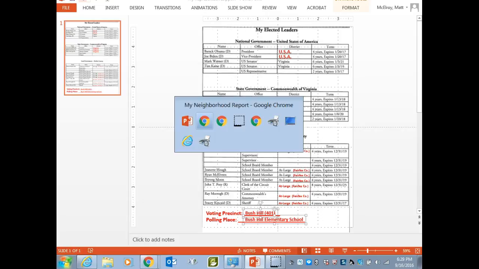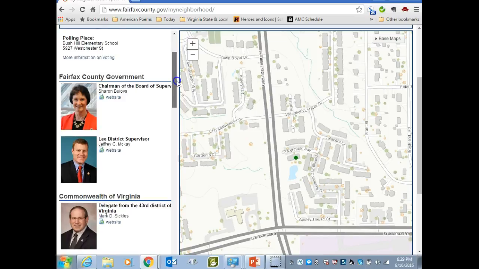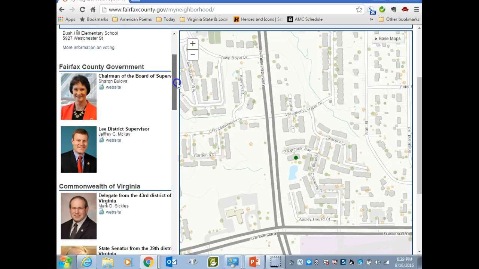Next, you're going to scroll down, and you'll see a picture of Sharon Bulova, who's the chairman of the Board of Supervisors. Her information is already in your agenda, but you don't know who your supervisor is. This address is represented by Jeff McKay because he represents the Lee District. Lee District is one of the 9 supervisor districts in Fairfax County.